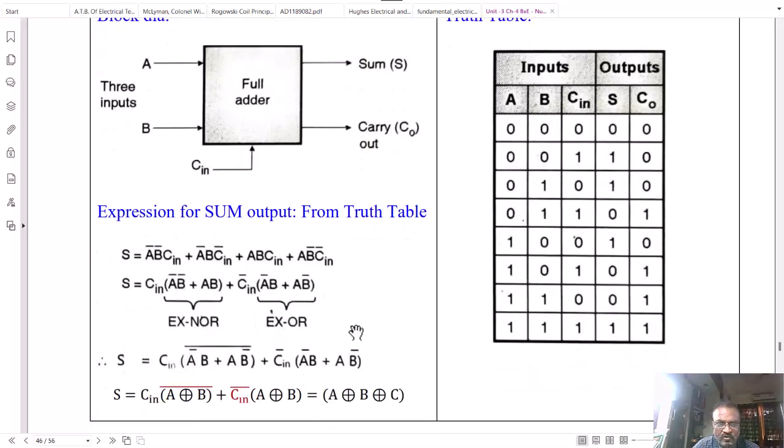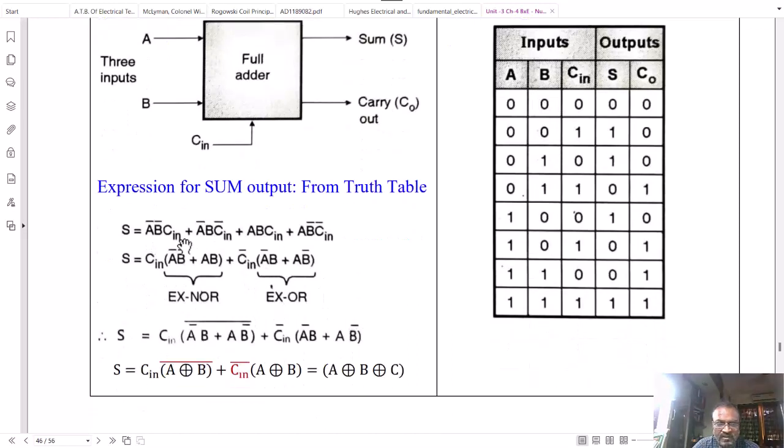So there are 4 terms of all 3 variables present. You can directly implement this expression, but the circuit will be bigger. So first simplify this expression and then implement the logic circuit. From first 2 terms, take C in common. You will get in bracket A bar B bar or AB. From third and fourth term, take C in bar common.